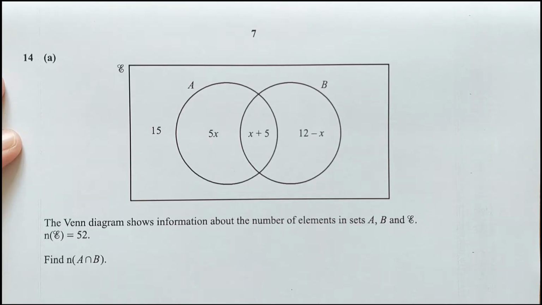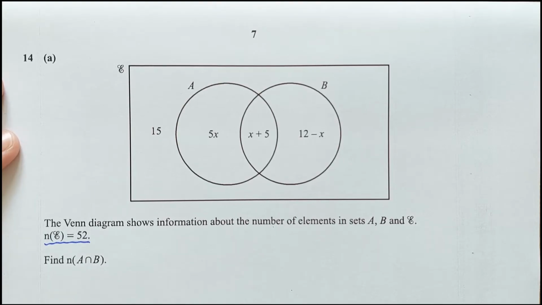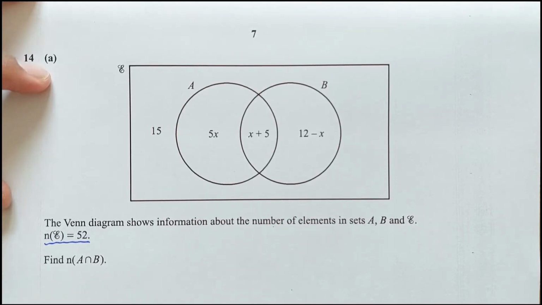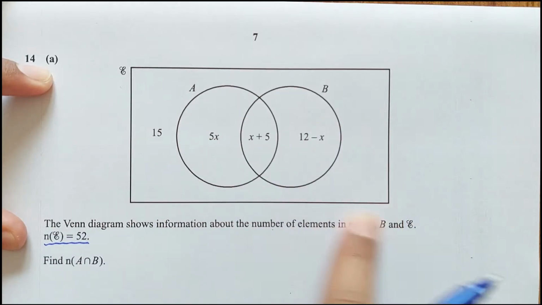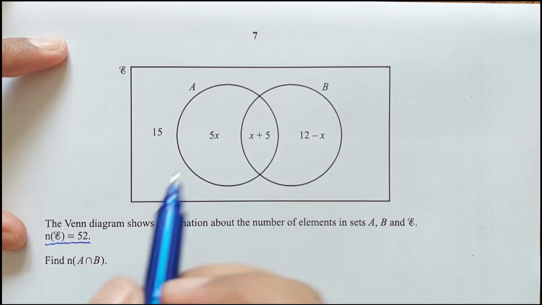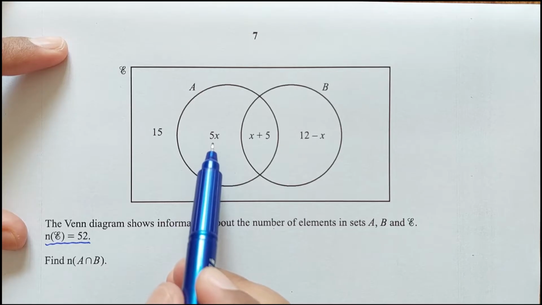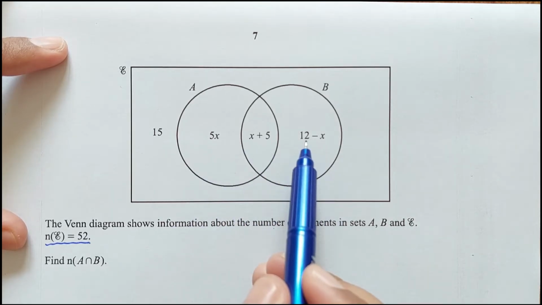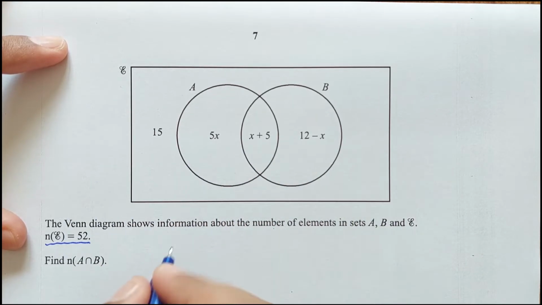Question number 14, part A. The Venn diagram shows information about the number of elements in set A, B, and the universal set. Number of elements in the universal set is 52. We have been given this information. Find number of elements in A intersection B, right? So the first information we have to use is that the total number of elements in this universal set is 52, right? So it means x plus 5x plus x plus 5 plus 12 minus x.